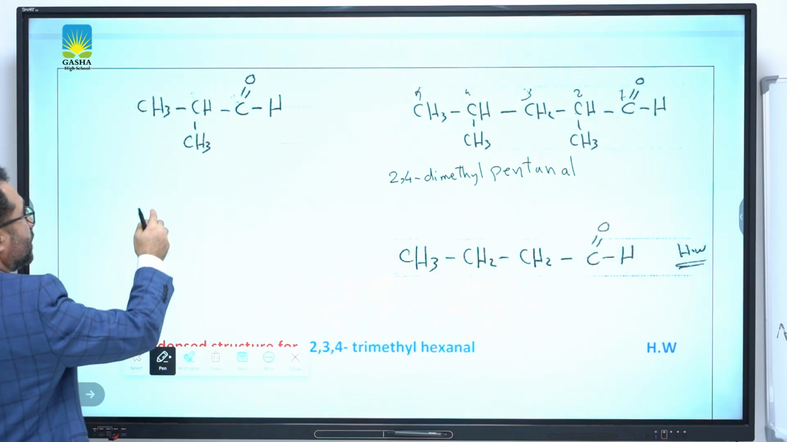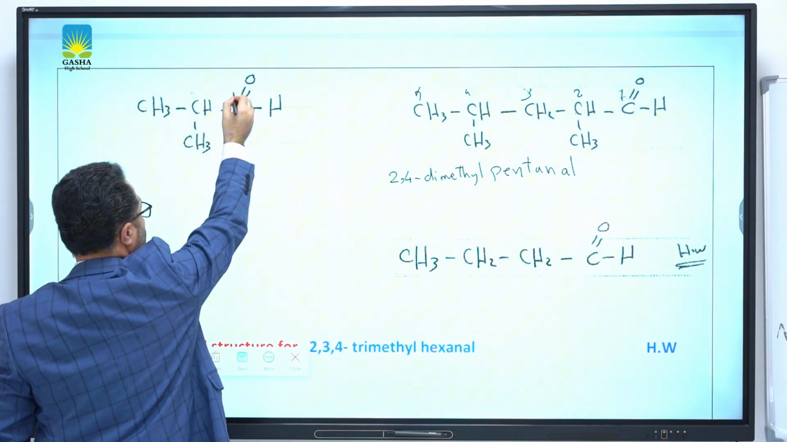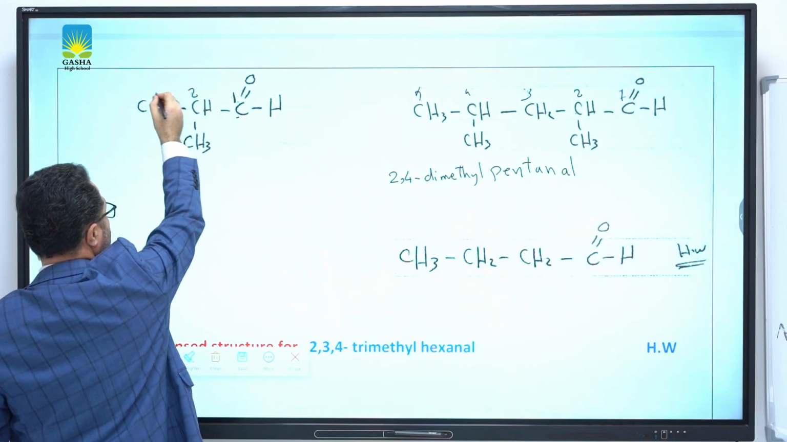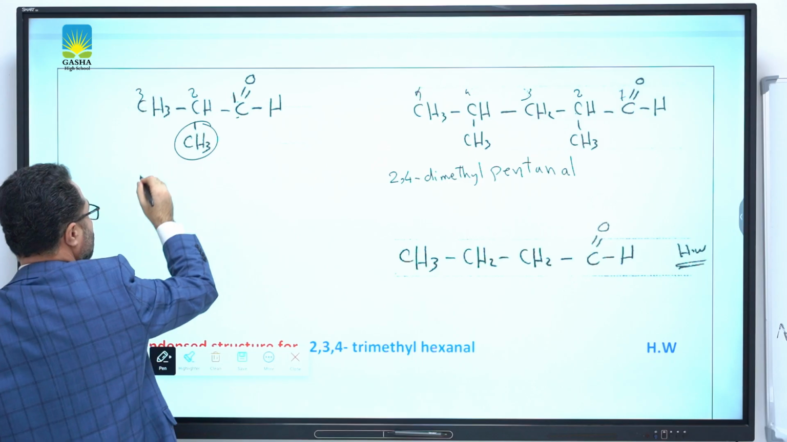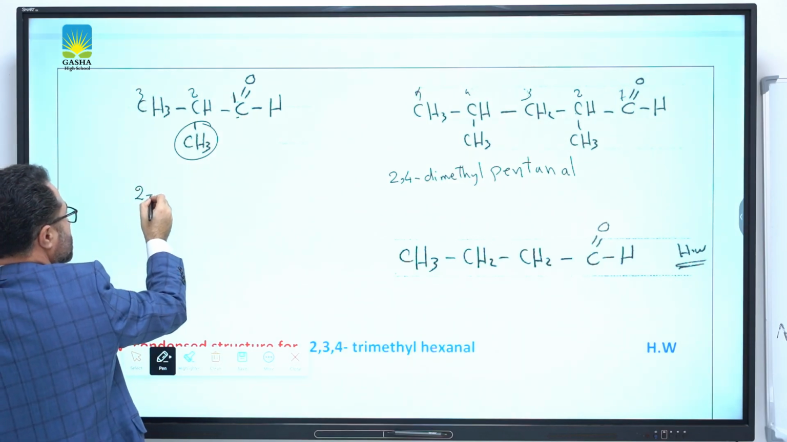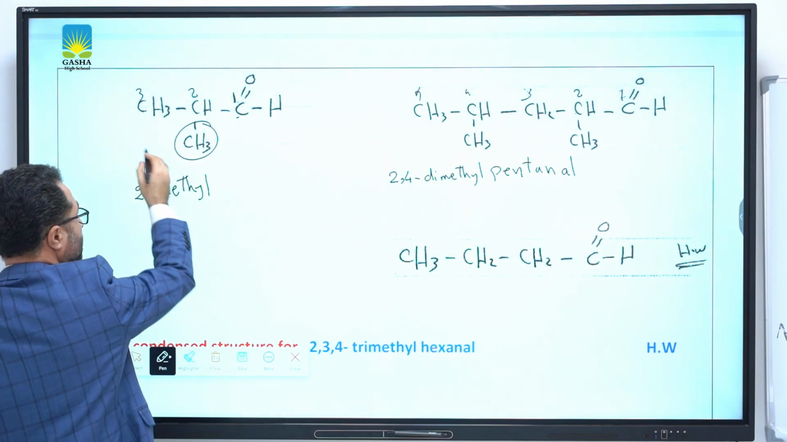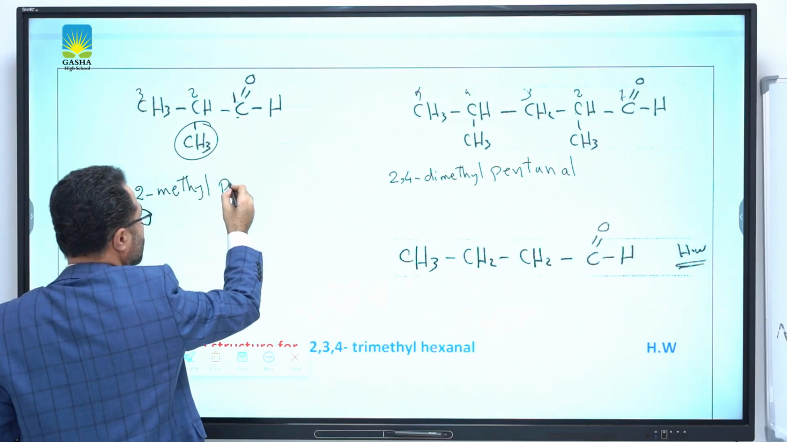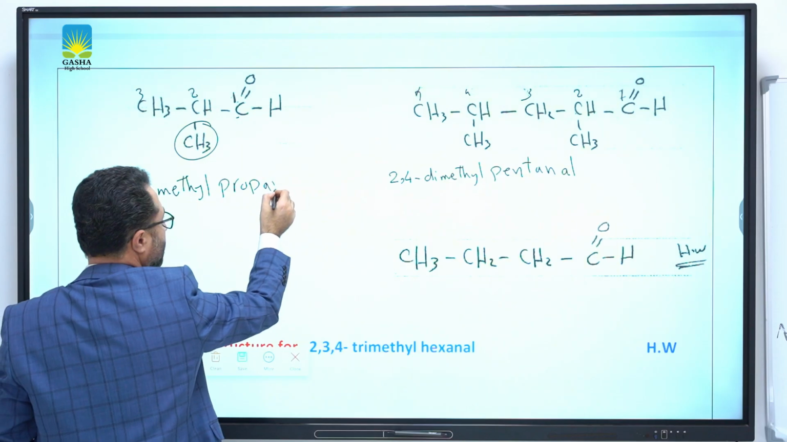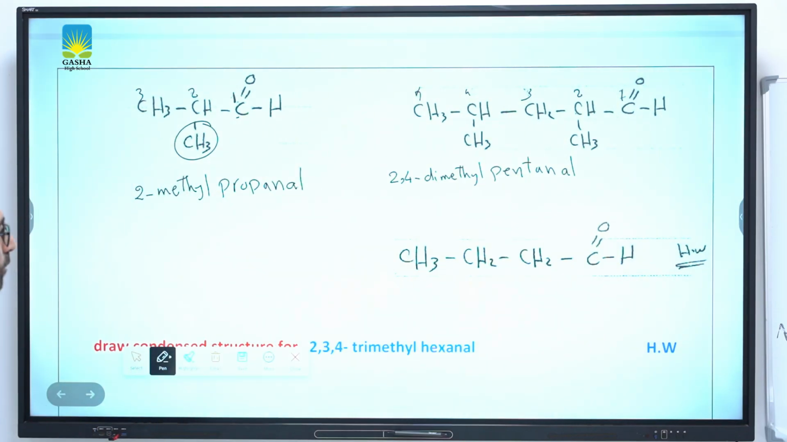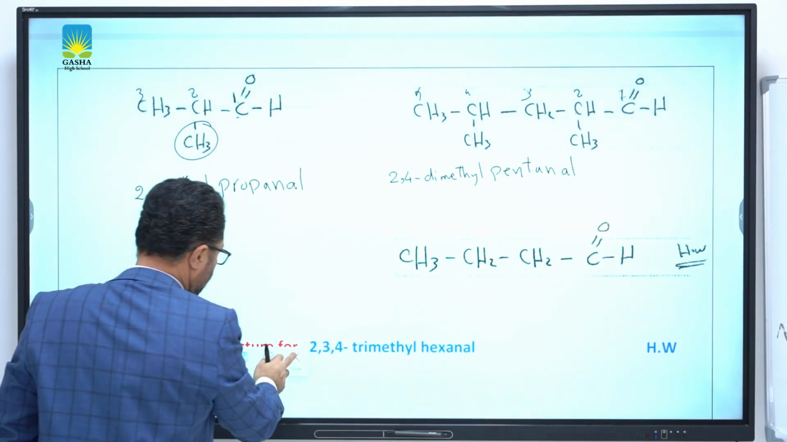This one has one group. Start from the side that has CO, so it's always number 1, 2, 3. Write the number and the name of the group: it's 2-methyl. And the name of the parent is propane, and add "al" to be an aldehyde. 2-methyl propanal.